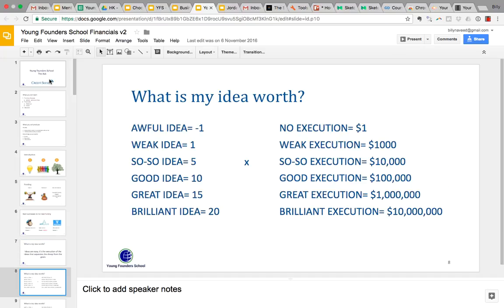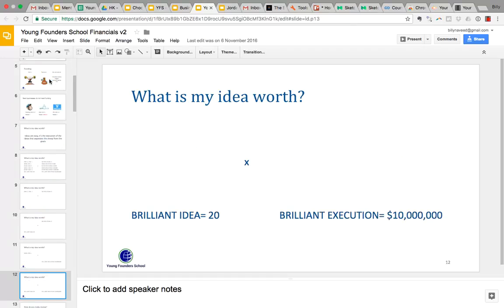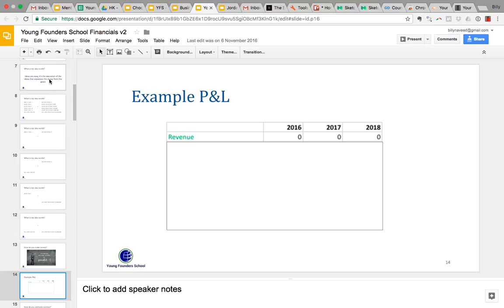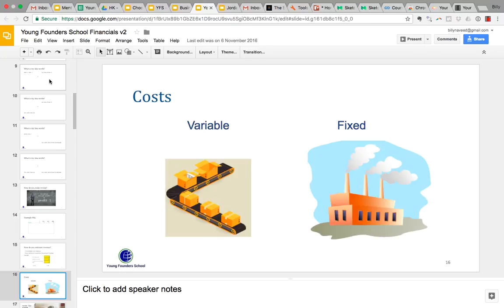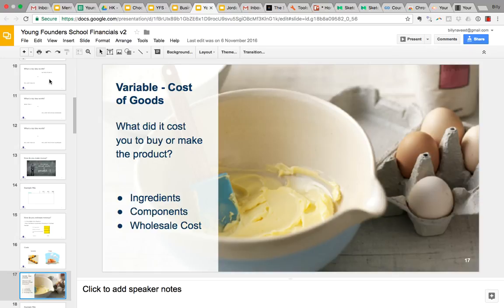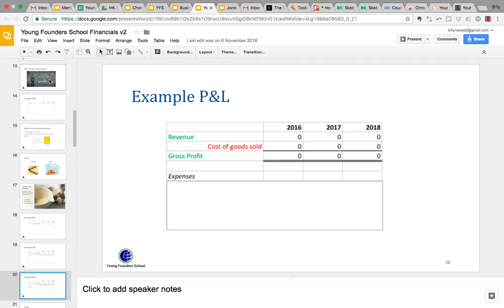And once again, we talk about the value of ideas, which is 0. It's all about execution. And do some multiplication. And then we go into some of the financials and talk about revenue. How do we estimate revenue? And then what are the different types of costs? What are the different things that go into variable costs, and how they can then calculate it? I'll give them the gross profit.